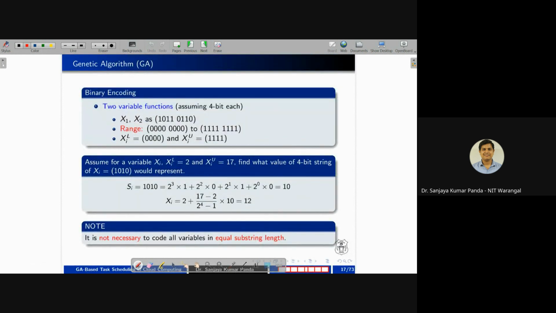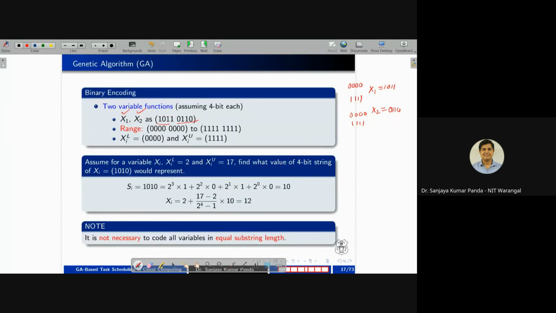So for example, if I take two variables, one is x1, another is x2. For x1, I can say the range is, the lower limit is 4 zeros and the upper limit is 4 ones. For example, I want to select x1 equal to 1011. Similarly, x2 is another variable in the range again of 4 zeros to 4 ones. So I am representing x2 as 0110. Together, x1 and x2 I can say 1011 and 0110.